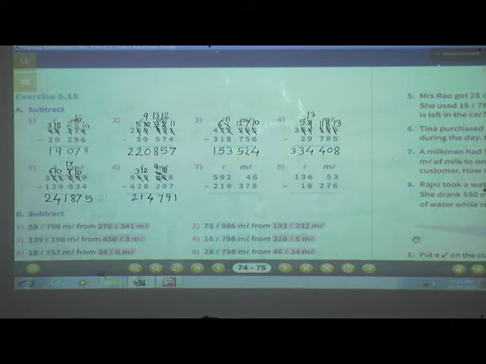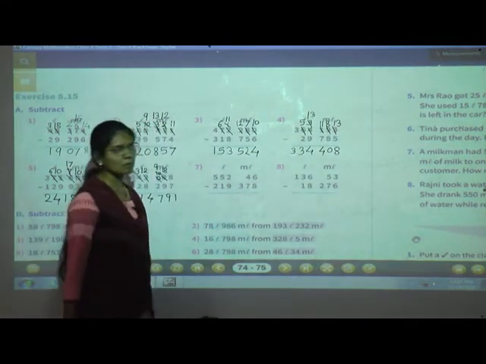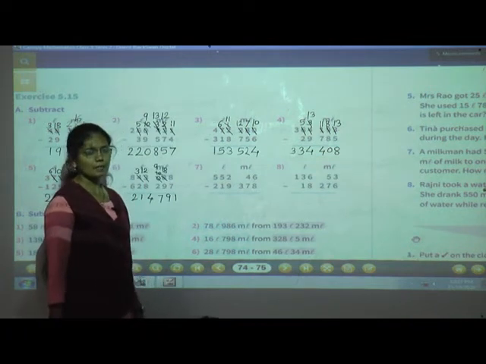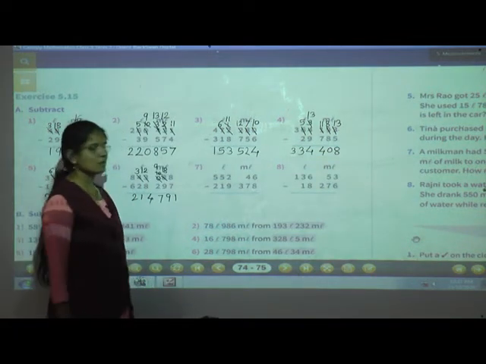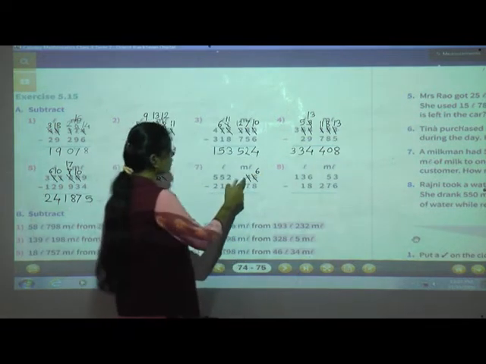552 liters, 46 milliliters minus 219 liters, 378 milliliters. Okay. Now we'll subtract the milliliters first. 6 minus 8. Is it possible? 6 minus 8 is not possible. Then we'll cut this 6. We'll write it as it is, and then we'll take 1 borrow from the neighbor.